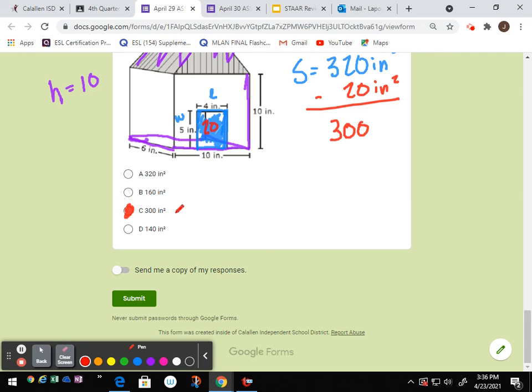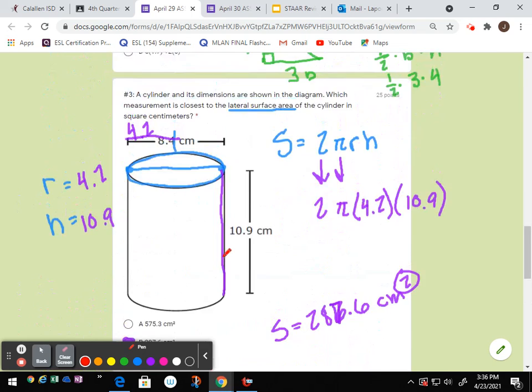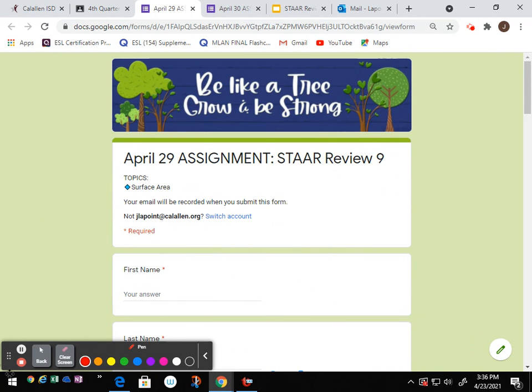C is the correct answer for number 4, and that's going to conclude our April 29th assignment that went over surface area. If you need to complete the redo assignment for our STAAR review day 9, go ahead and complete that now.